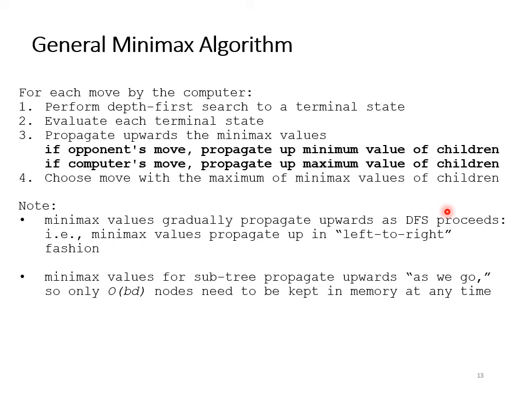So only order of bd nodes need to be kept in memory at any time because it follows the depth first search. That's why the space complexity of depth first search is the order of b multiplied by d. It means b is the branching factor and d is the depth of the tree. So here the space complexity will also be order of bd.